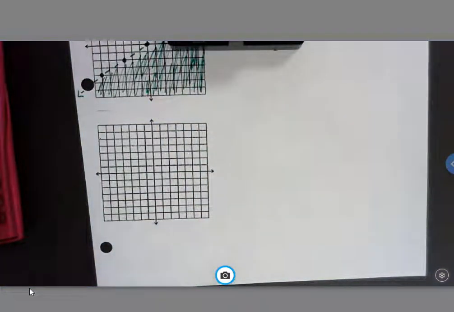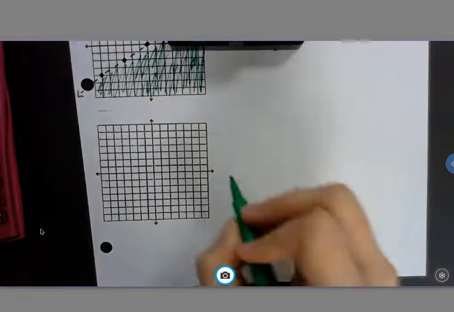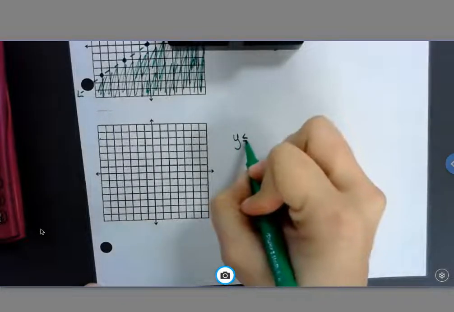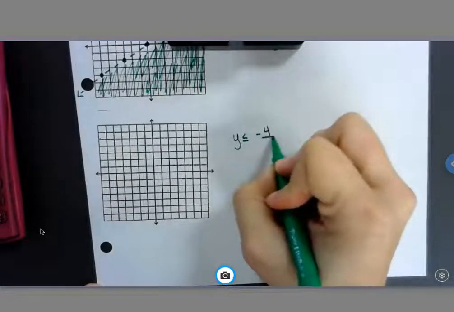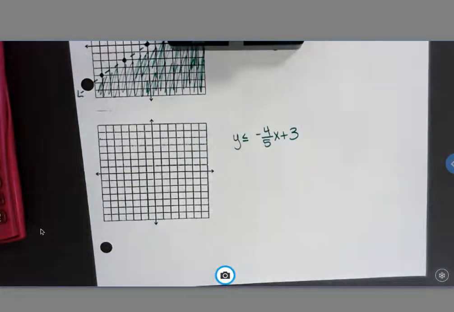All right, I want you to pause it and try this one on your own and then come back and see if you got it right. All right, so I want you to try this inequality. Pause the video, you do it on your own, and see if you're right.